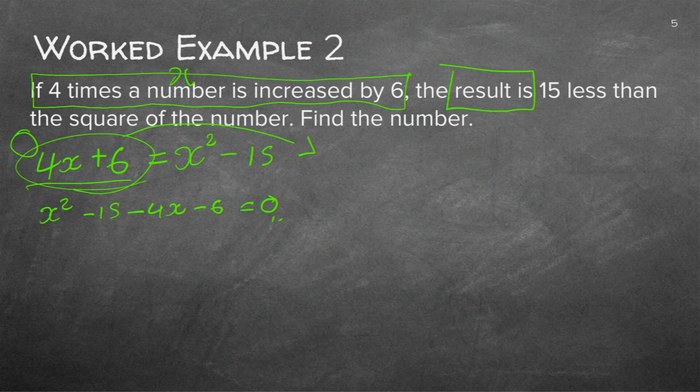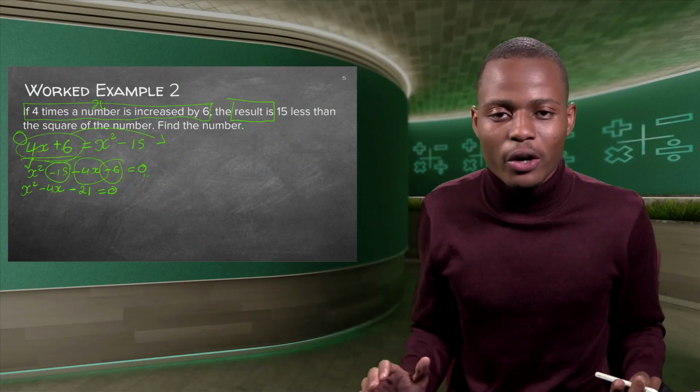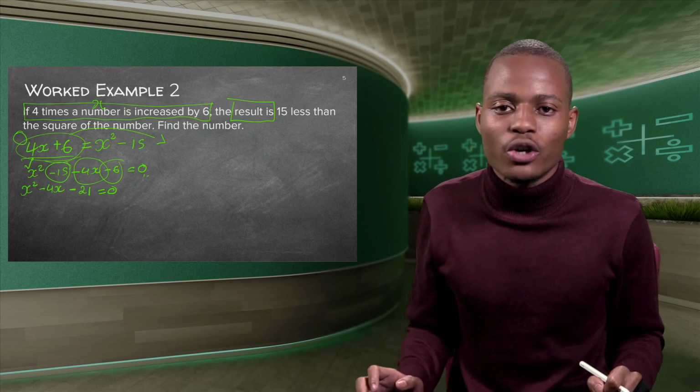Now let's try to add like terms. Do I have anything of the x squared family? No, so I'll just bring back x squared as it is. Do I have anything of minus 4x, anything of that family? No, so just bring minus 4x down, but then you're left with constants. You have minus 15 and minus 6. Those values give you negative 21, and you equate it to 0. So now what you have in front of you is a quadratic equation.